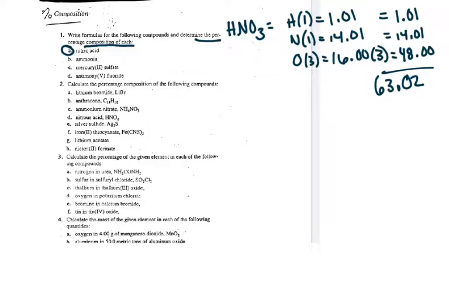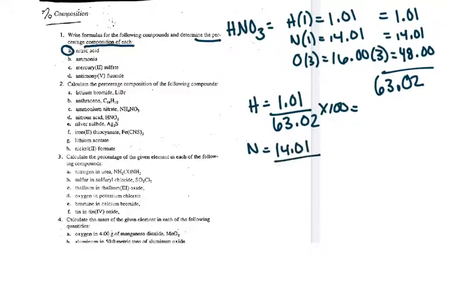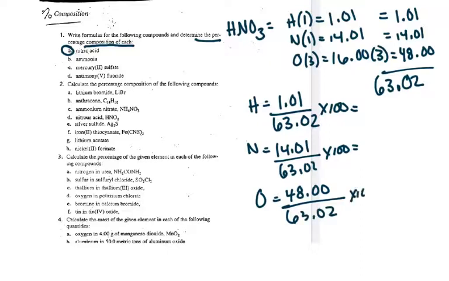So what I'm going to do for each element here is I am going to take the individual mass of the element. So for hydrogen, that's 1.01, and I'm going to divide it by the mass of the total compound, so 63.02, and then multiply it by 100 to make a percent. So I'm going to go ahead and set all these up first, and then I'll go through and put them in the calculator. So for nitrogen, that's 14.01 divided by 63.02 times 100 to get a percent, and then oxygen will be 48. You want to take all of the oxygens together, divided by 63.02 times 100.